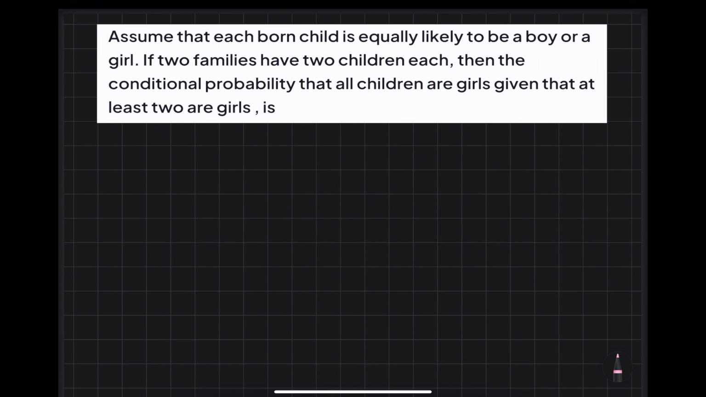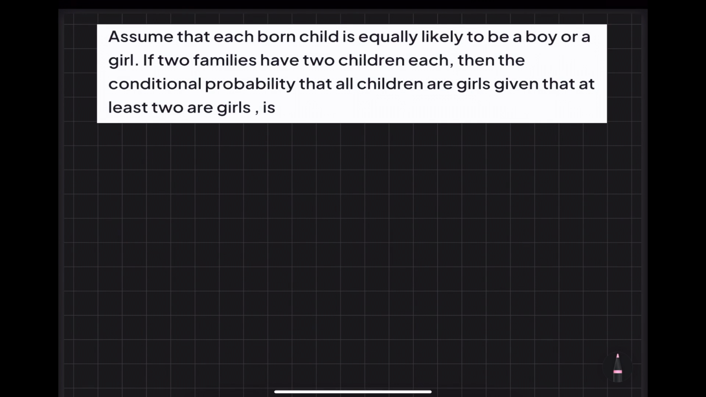So, we got a wholesome new problem which says: assume that each born child is equally likely to be a boy or a girl. If two families have two children each, then find the conditional probability that all children are girls, given that at least two are girls. So you have to find the conditional probability, and the given condition is that at least two of them are girls.